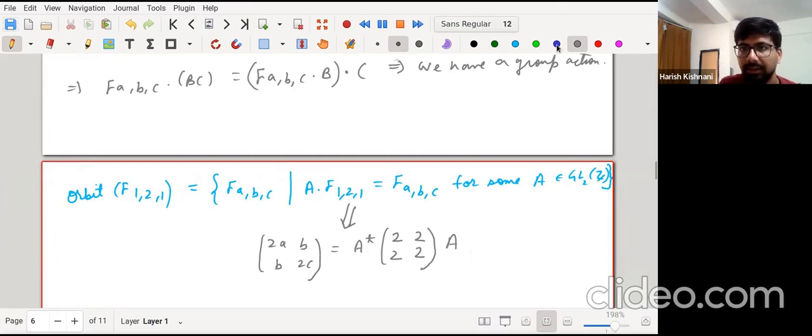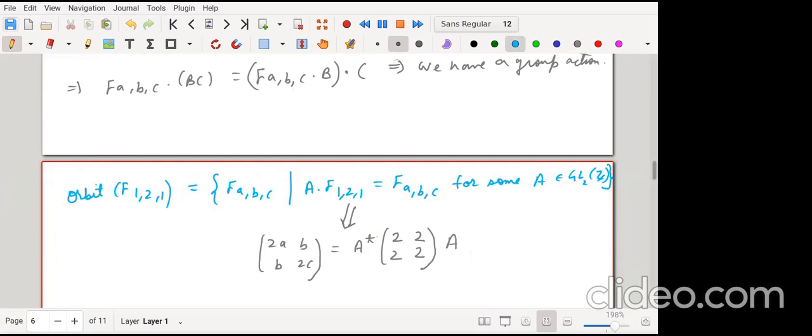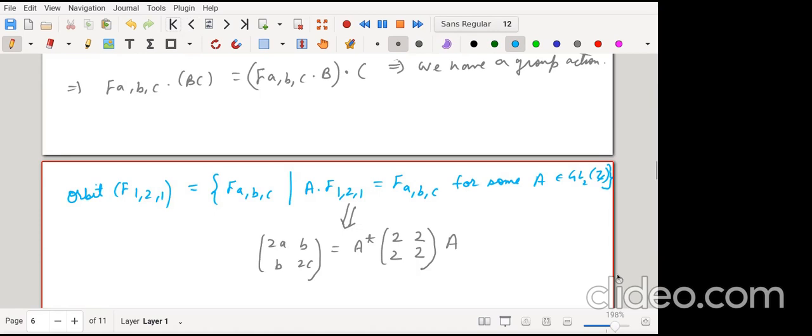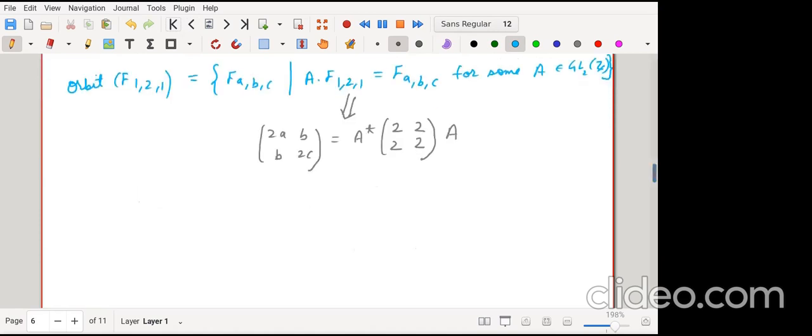How I'm writing this? Yes, sir. Okay, so it's just coming out from the definition of this. Okay, I don't know what happened. Somehow my keypad is locked. You can see the screen, right? Oh, hello, can anyone hear? Yes, sir. Okay, yeah, now it's okay.